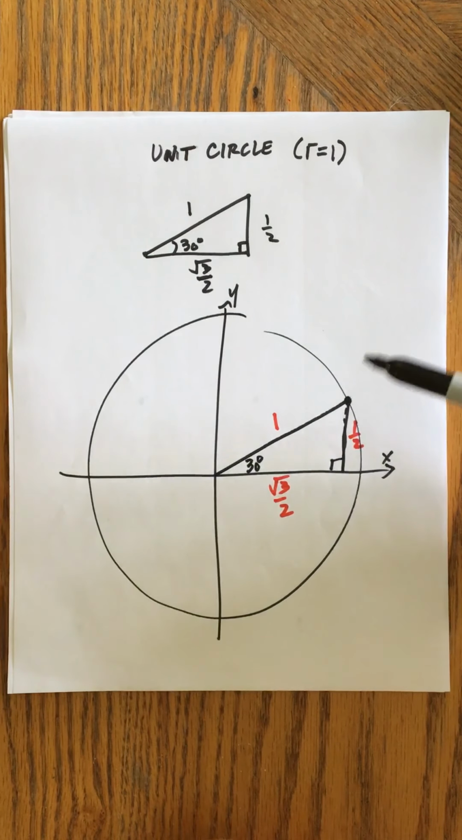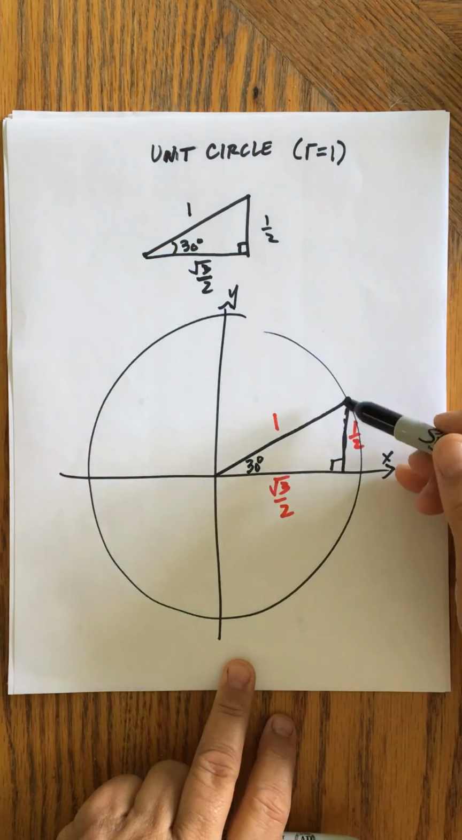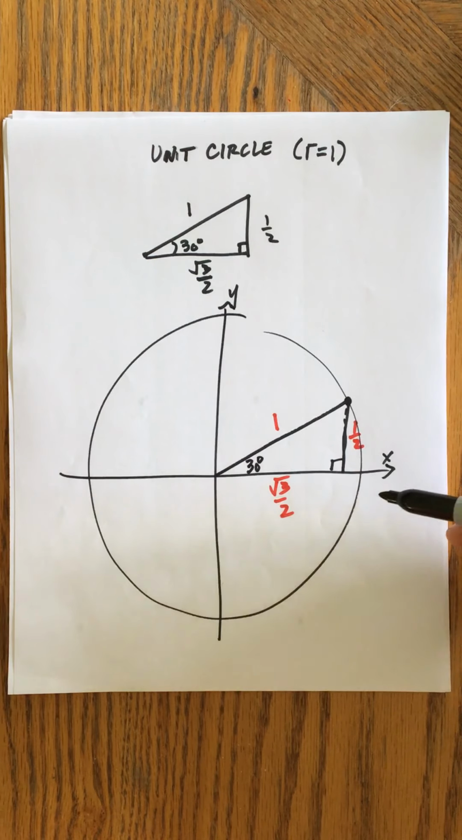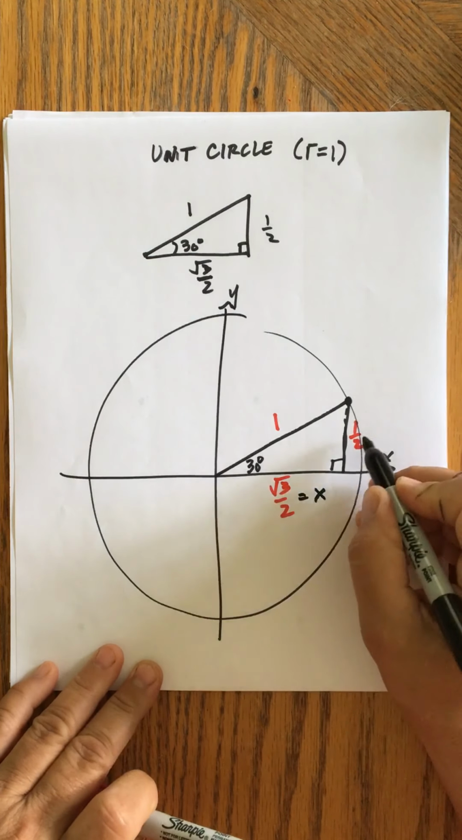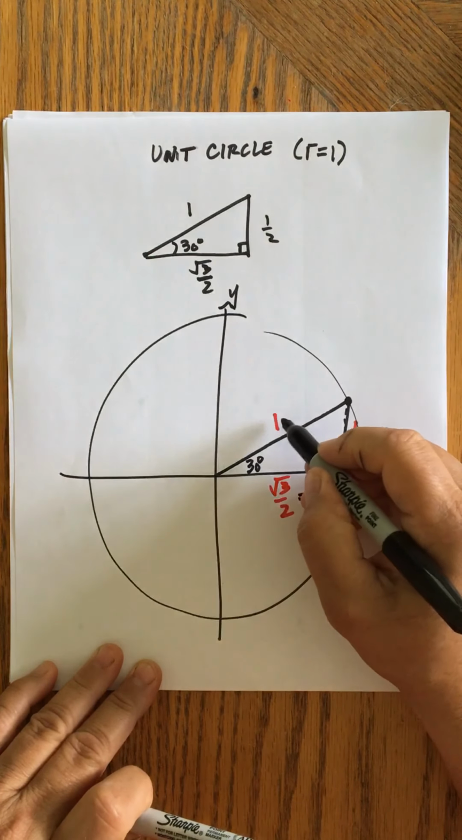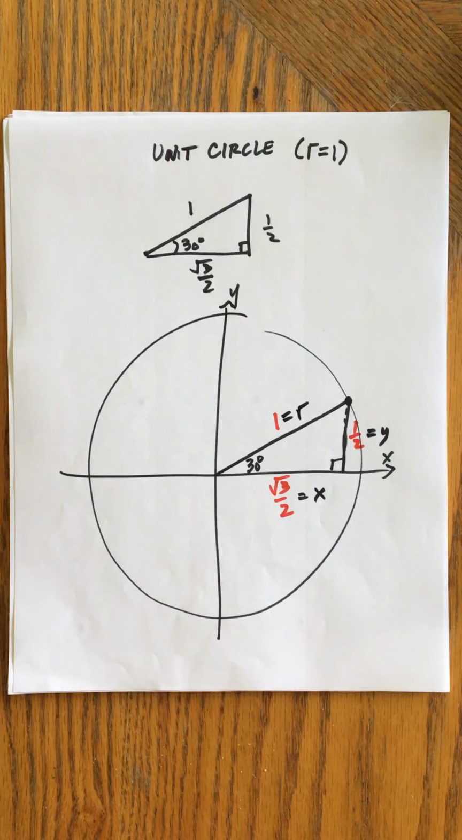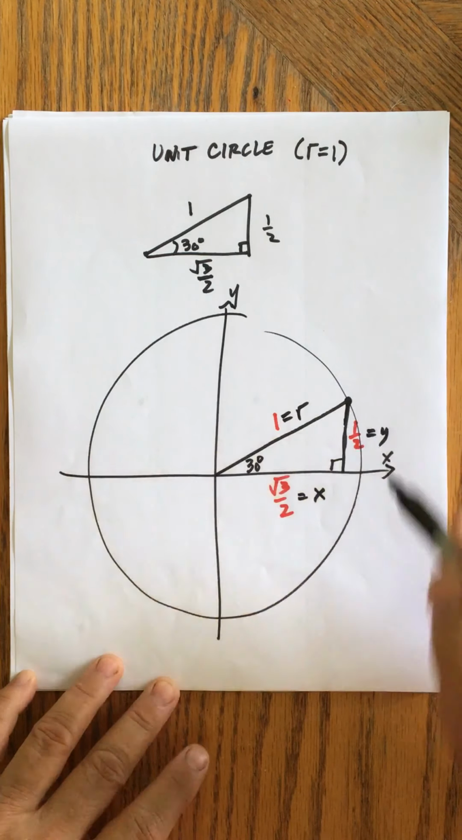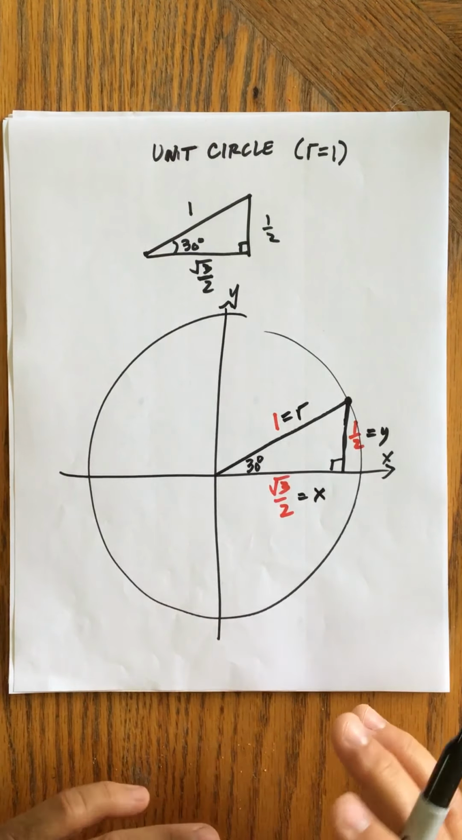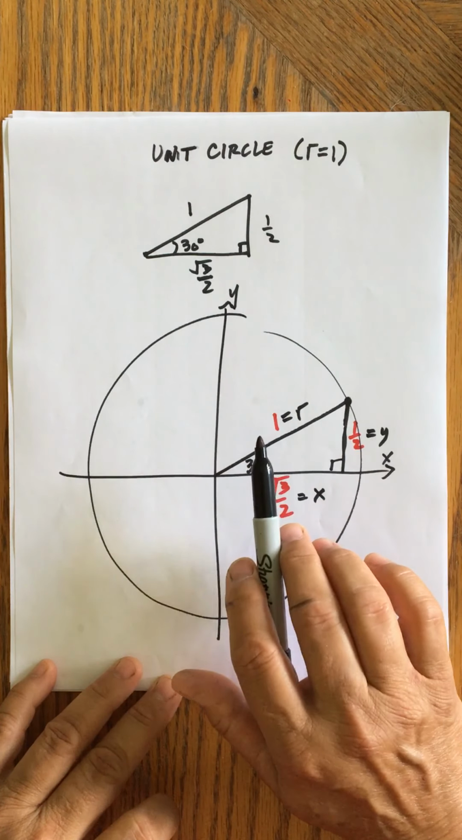But because we've standardized this, the definition is to always drop the perpendicular to the x-axis. Then what will always happen is the adjacent is the x, the opposite is the y, and the hypotenuse is the radius. So you've got those definitions in terms of r, x, and y, and those will always stay the same for all angles. So x is the adjacent, y is the opposite, and r is the hypotenuse.